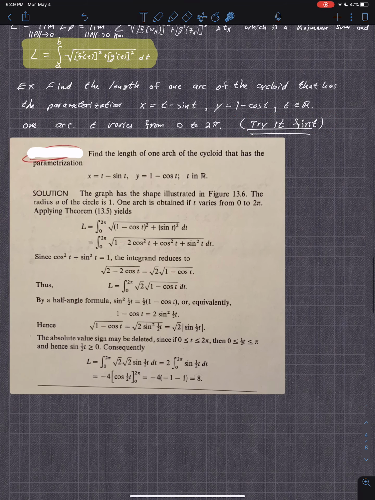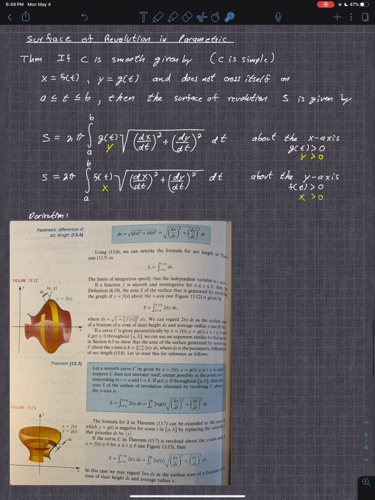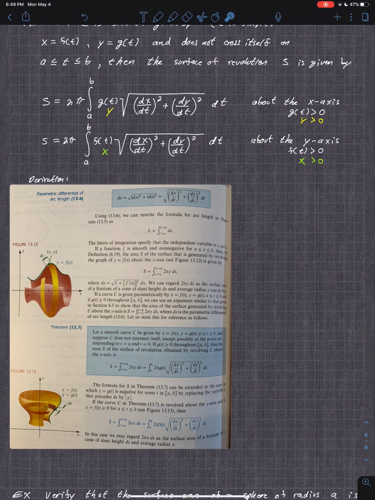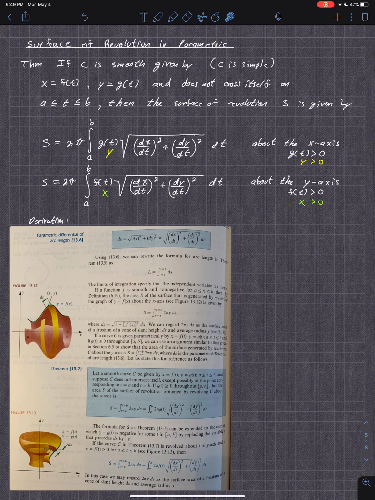Okay, last thing is surface area, surface of revolution. So I'm not going to go through the derivation of this. I'll zoom in on this again if you want to actually go through it, similar to how I've done it in the past. This is the derivation they do in a different book. Our book doesn't really go through it much, so that's why I threw that in there. Okay, so let's go through the theorem.